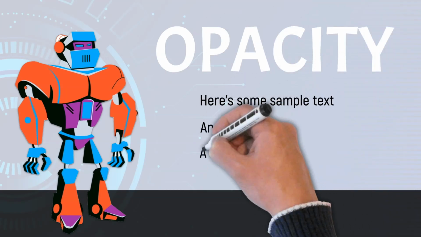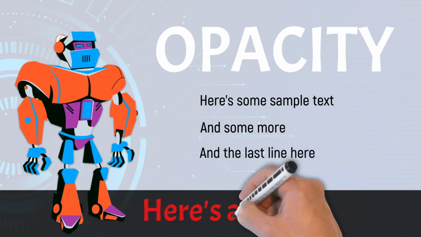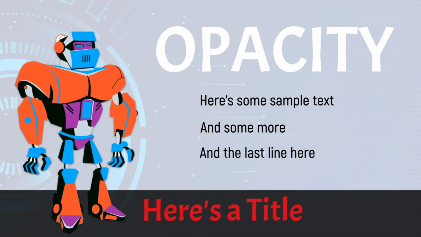And there you have it. That's how you can use layers and opacity in Doodly. I hope this gives you some ideas. Thank you for watching.